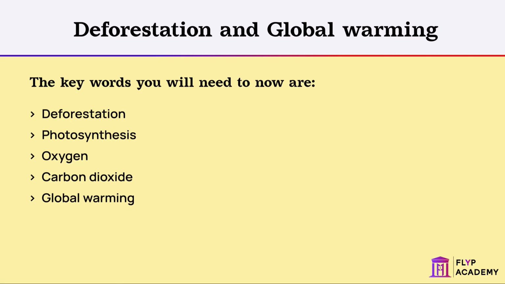levels in the atmosphere. Trees and green plants carry out a process called photosynthesis, where carbon dioxide is taken in and oxygen is released. By getting rid of these trees, we limit the amount of photosynthesis carried out, which can result in increasing carbon dioxide levels. This contributes to global warming.